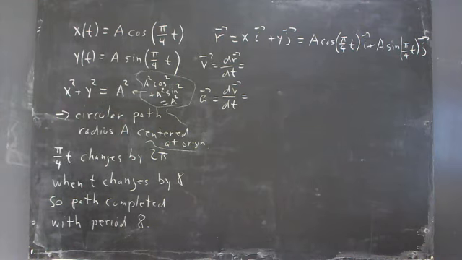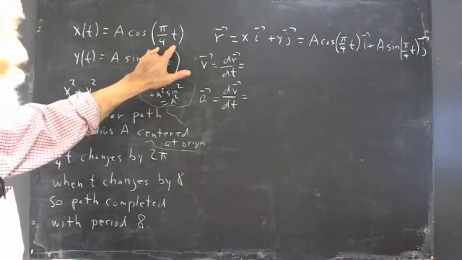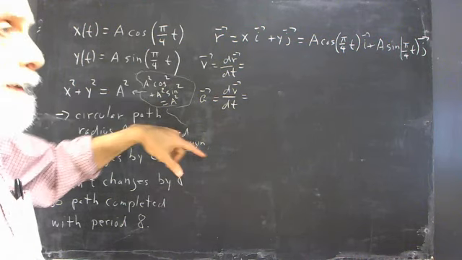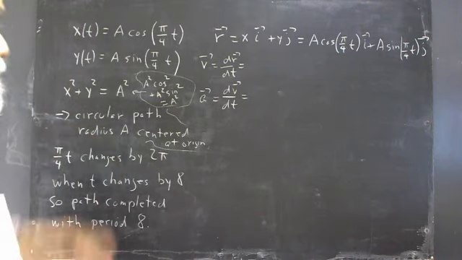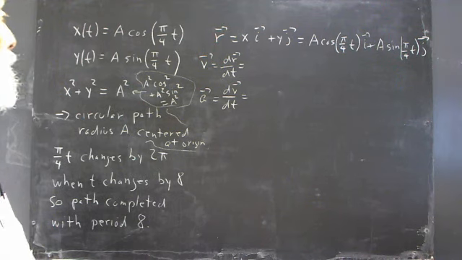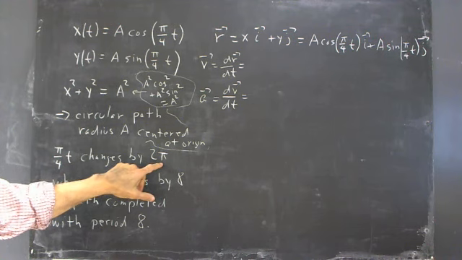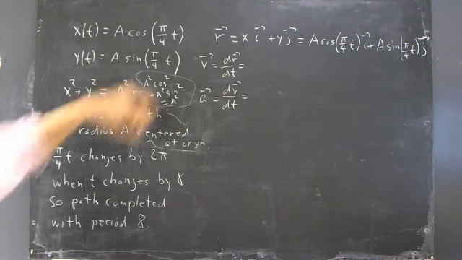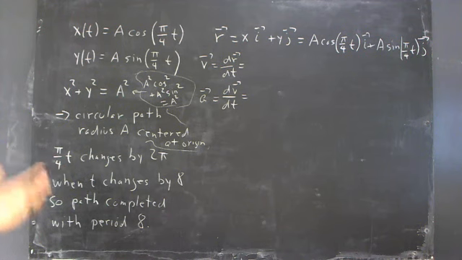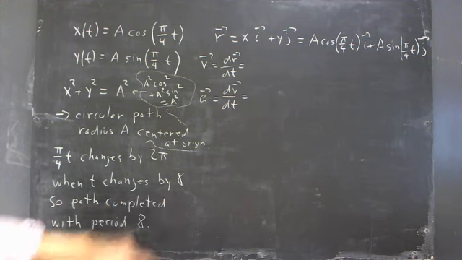Another aspect of this motion: you know that the cosine and sine are periodic. Every time the argument of the function changes by 2 pi, the function goes back to where it started from. So both the sine and cosine have that property. So when pi over 4t changes by 2 pi, you complete motion around the entire circle. Now you should probably draw that out and work out the details of it. It's very important. Pi over 4t changes by 2 pi when t changes by 8.